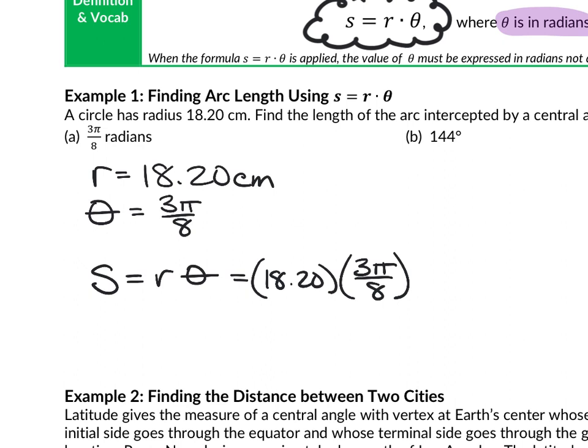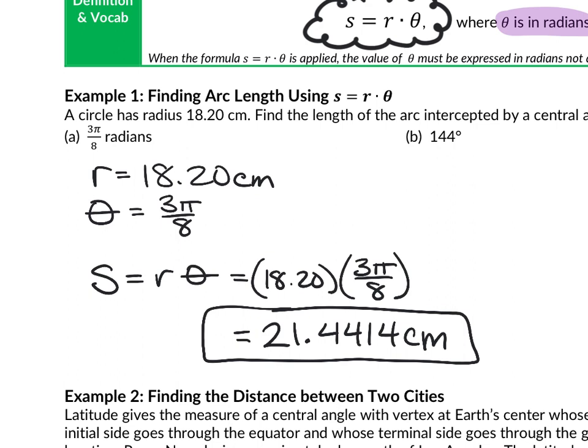At this point, it turns into a calculator question. So you're going to actually use the pi button on here. Well, first of all, make sure your calculator is in radian mode. It should be, because the class before you is using radian mode. But just in case, 2nd plus 712 puts your calculators back into radian mode. And then we'll go ahead and do 18.20 multiplied by 3, use the pi button, divide by 8, and we'll round to 4 decimal places, please. We should eventually get that the length of this arc is 21.4414 centimeters.